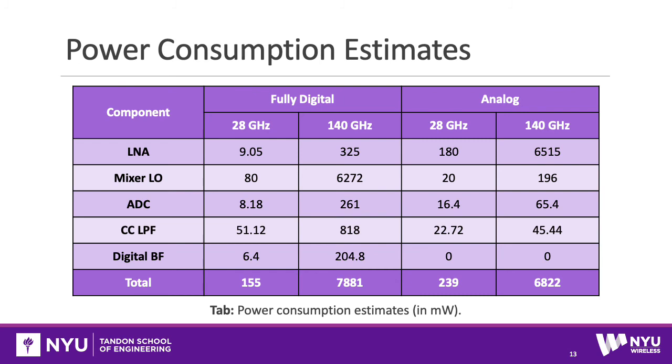So as a summary, you can observe that at 140 GHz we require around 7 watts, which can be prohibitive for a handheld device. We can also observe that for the fully digital, the component that dominates the power consumption is the LO, while in the analog case, it is the insertion loss from the phase shifters.